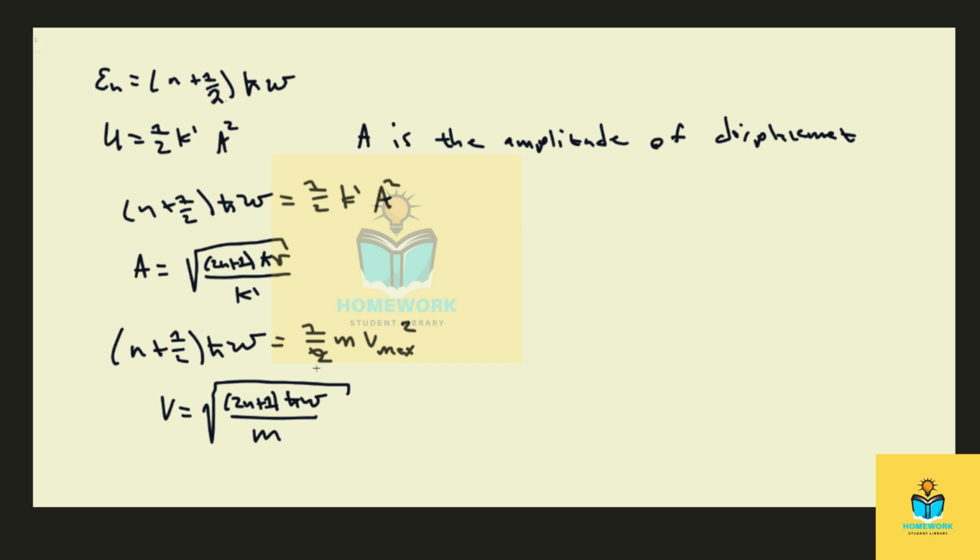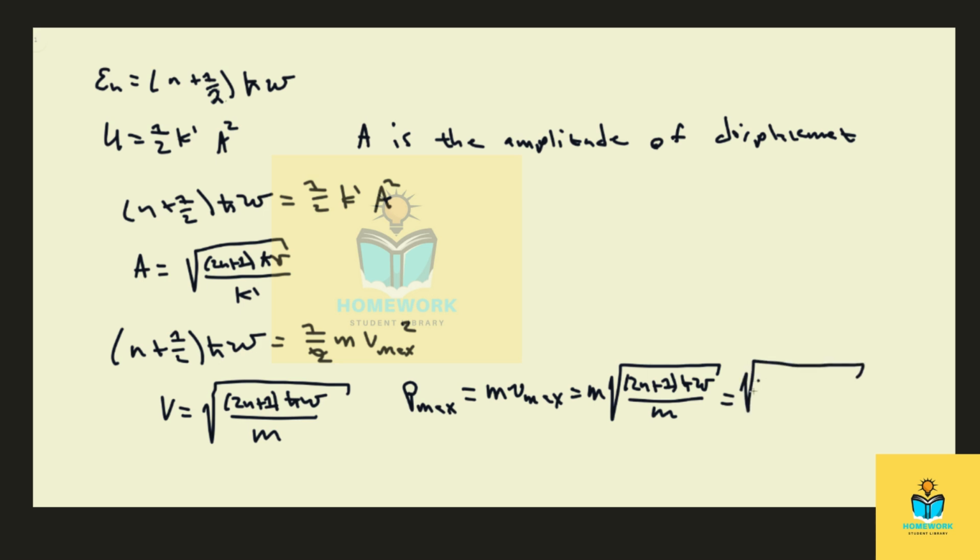So now the momentum p max is equal to m v max, which is just equal to m times the square root of 2n plus 1 h bar omega over m, which is equal to the square root of 2n plus 1 m h bar omega, because that cancels out with one of these. When you bring it in, it becomes m squared. All right, so now that gives you your maximum momentum.